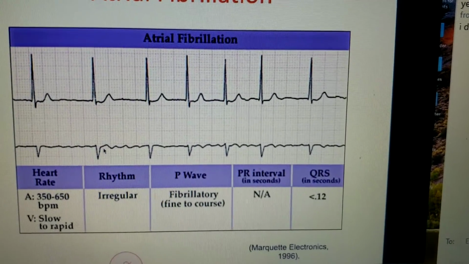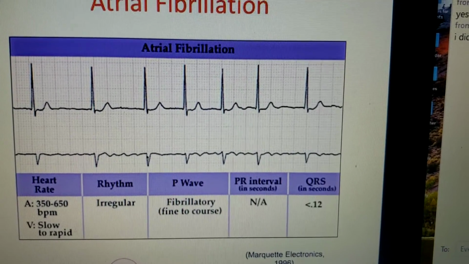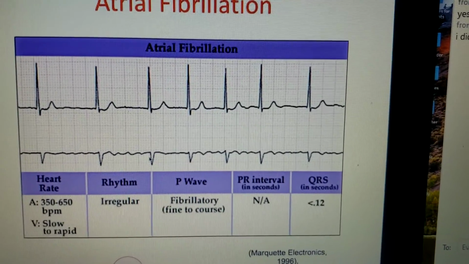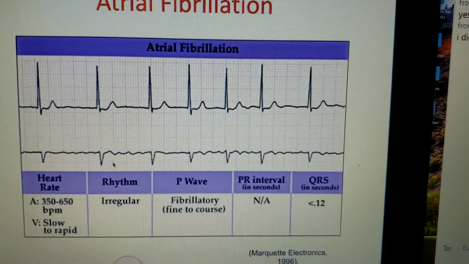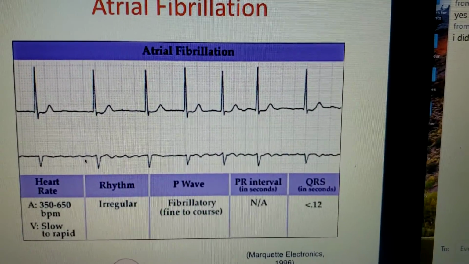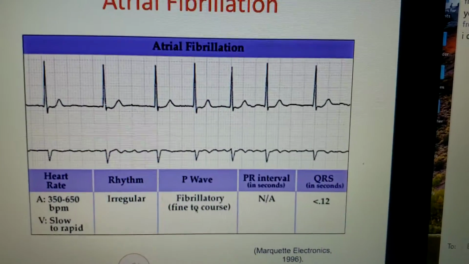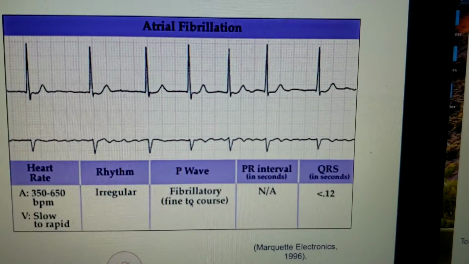You're going to see all these little waves. That's the quivering happening. Okay, the fibrillation happening on the atria, and then you're going to have the QRS. You can tell that these ones are closer together than these ones, which makes it irregular. Now, can't tell a P wave, so we don't have a PR interval that we can look at.